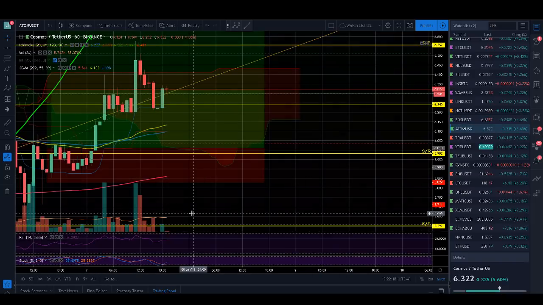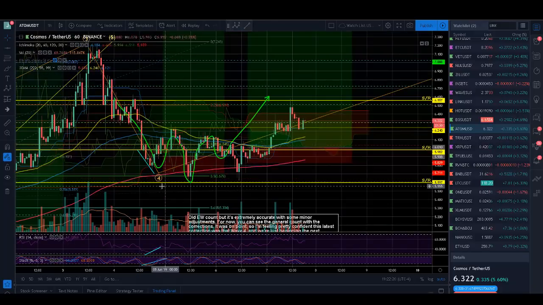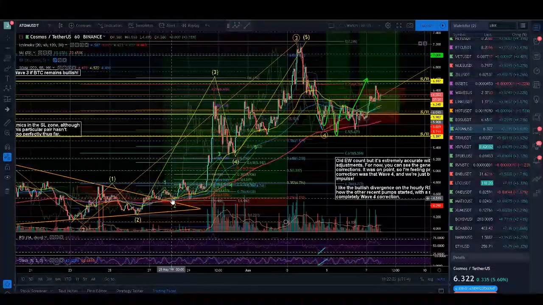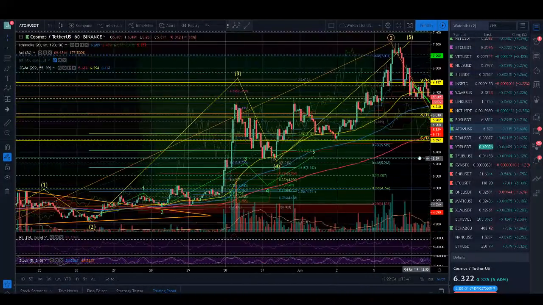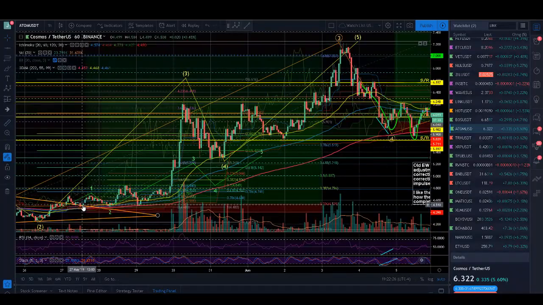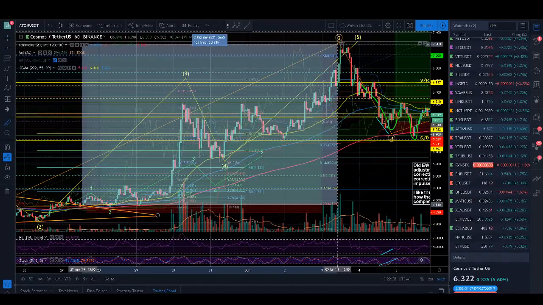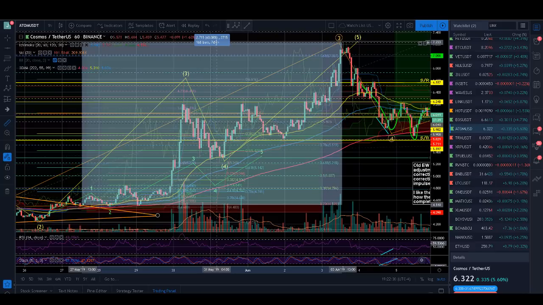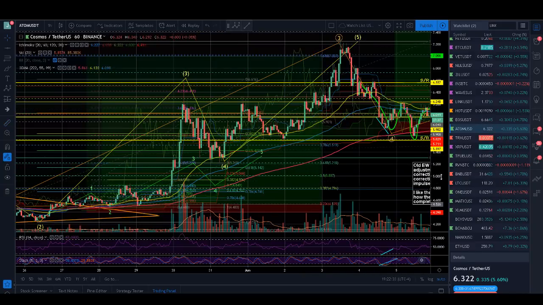You could look at Atom, for instance. I had this incredible trade on Atom. Me and the rest of the group got into this trade based off of this entry down here. Now, from my entry to the highest point, we had a 60% run. That's a pretty epic gain right there, if you ask me.